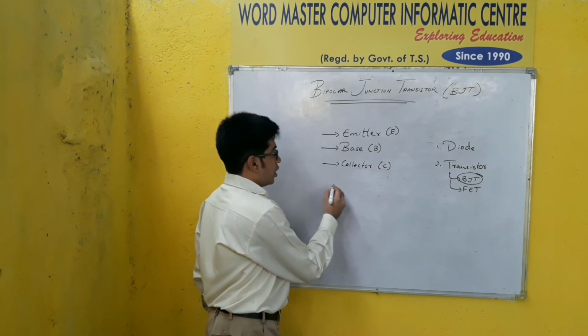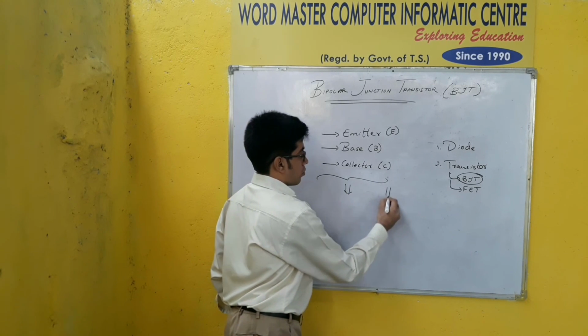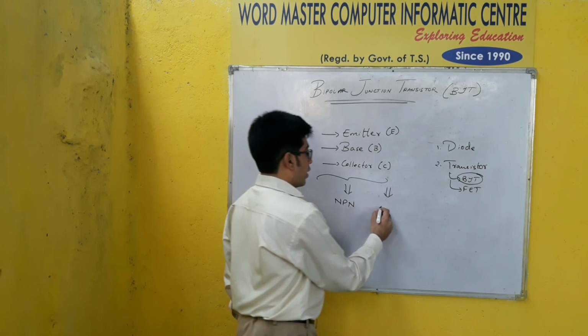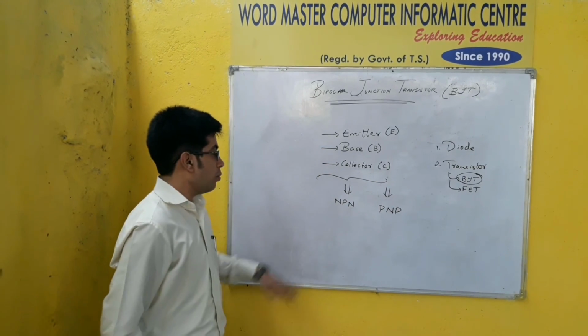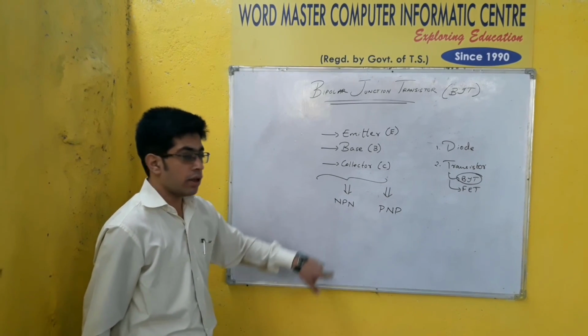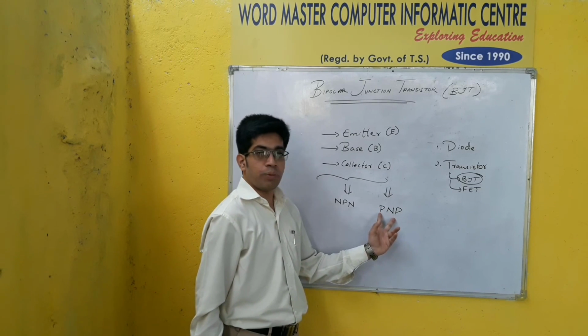Now BJT is of two types. One is NPN, other is PNP. So NPN means a layer of P sandwiched between two layers of N, and PNP means a layer of N sandwiched between two layers of P.